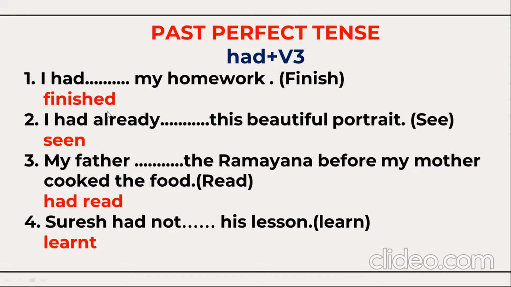So I had finished my homework yesterday or last week. I had already seen this beautiful portrait. My father had read the Ramayana before my mother cooked the food. So when the two actions are going on and one action got over, we use here past perfect.